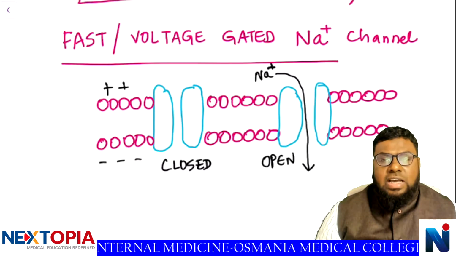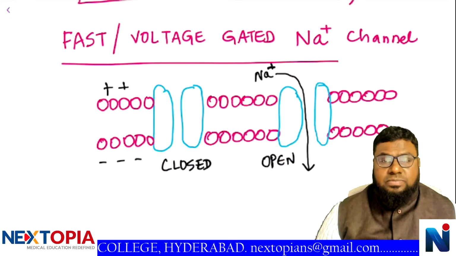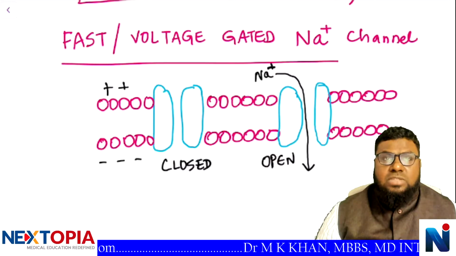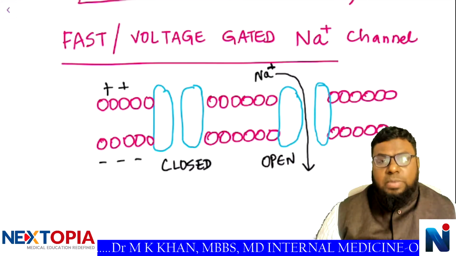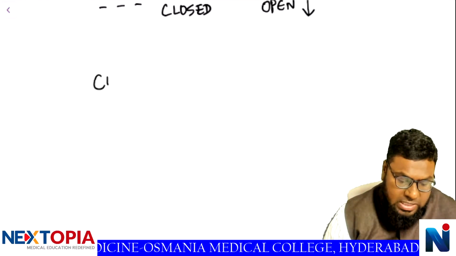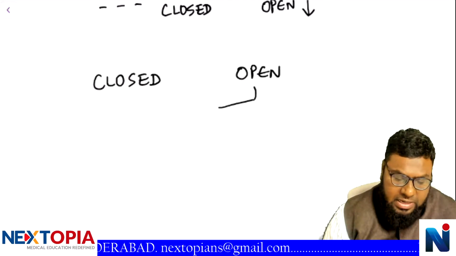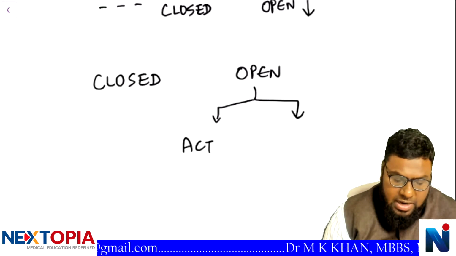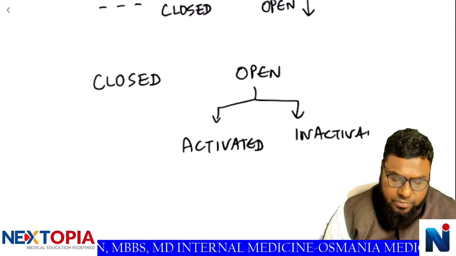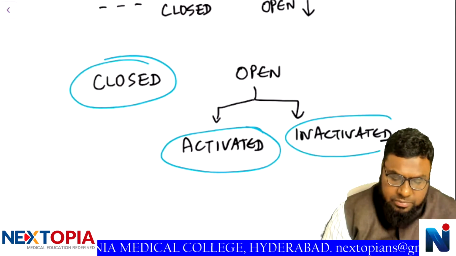The fast channel has 2 gates and 3 conformational states. What does that mean? It has a closed state at rest, and it has an open state and an inactivated open state. So it has 3 conformational states. One is the closed state, another is the open state. The open state is again divided into activated open state and inactivated open state. So these are the conformational changes 1, 2 and 3.